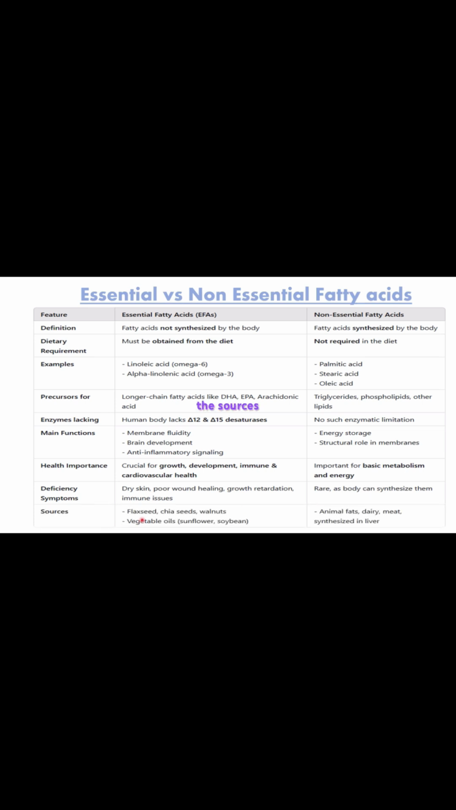Finally, the sources: flax seeds, chia seeds, and vegetable oils are the sources for essential fatty acids, while the animal fats, dairy, meat products, etc. are the sources of non-essential fatty acids.